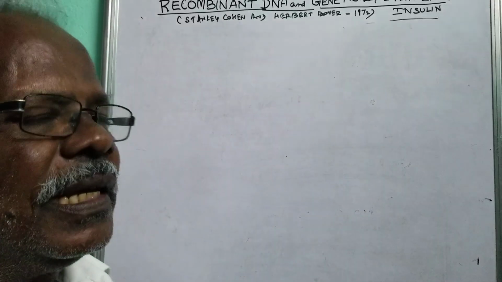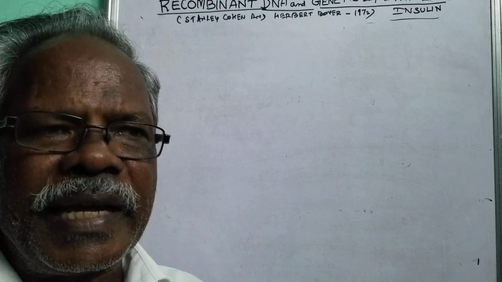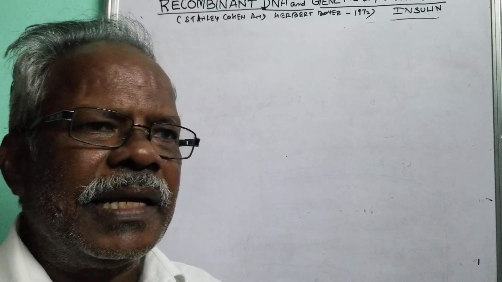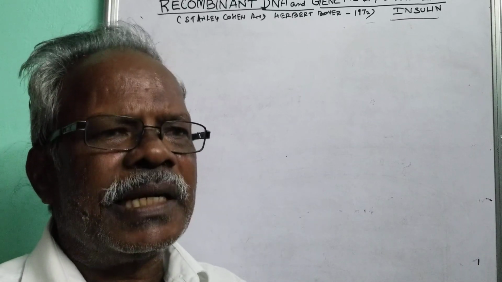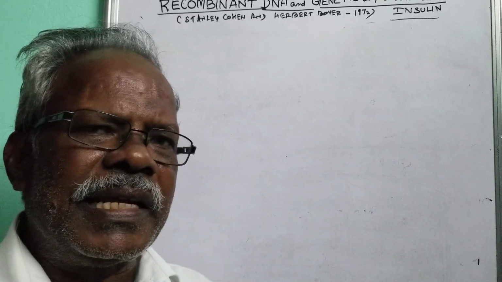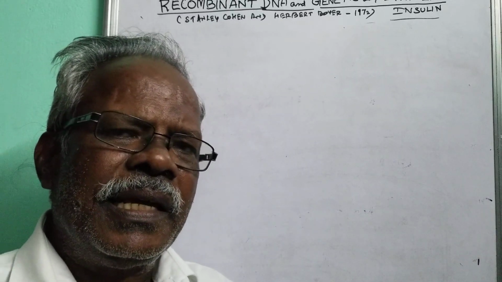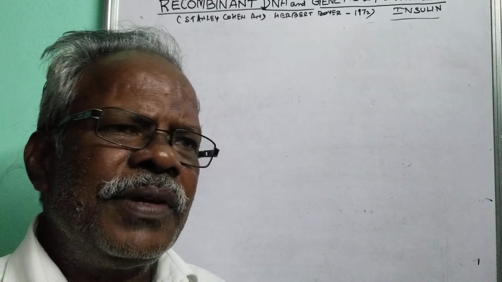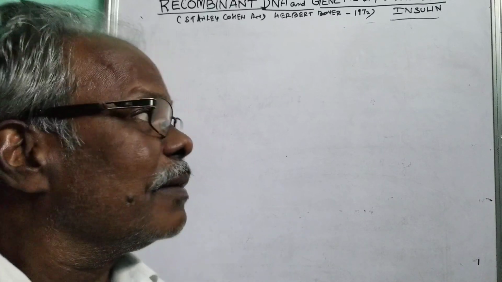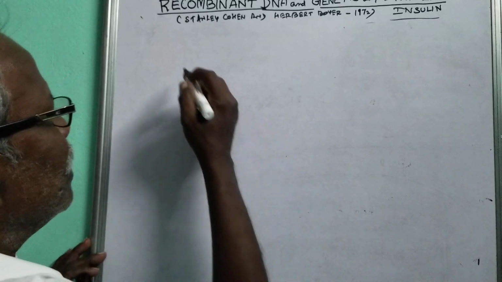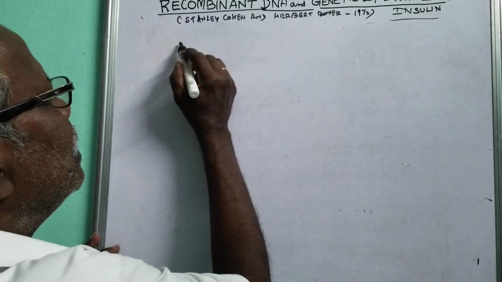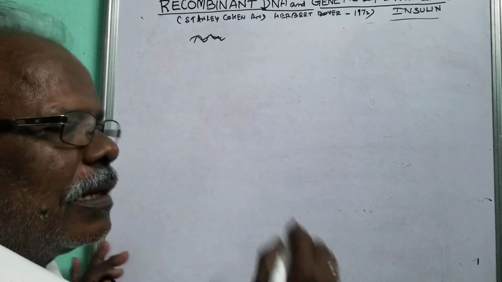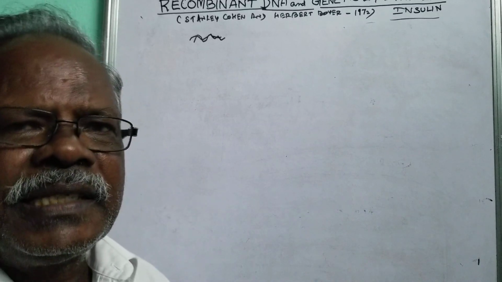So first of all, in the recombinant DNA, we will take up the vector DNA and the original DNA or the foreign DNA. The foreign DNA is what we are interested to multiply. In this case, the foreign DNA is the human insulin. We know pretty well the DNA is the genetic material.